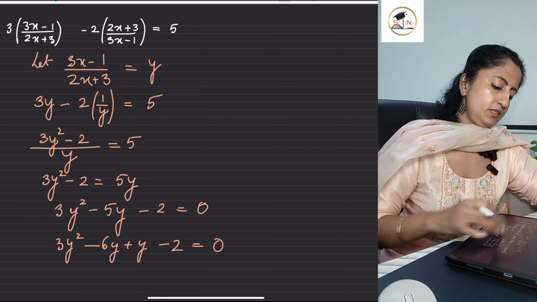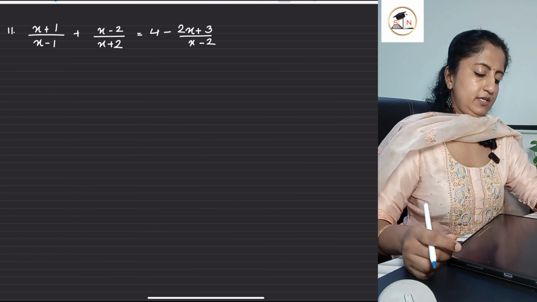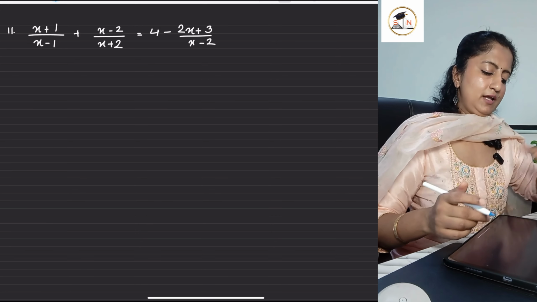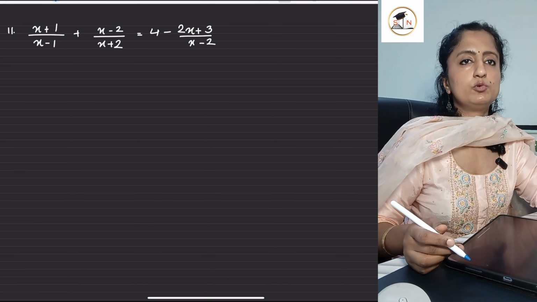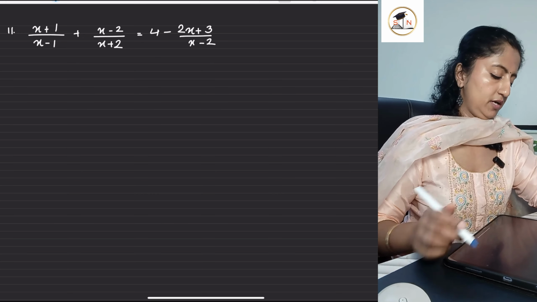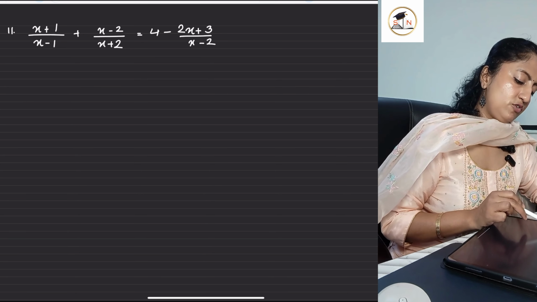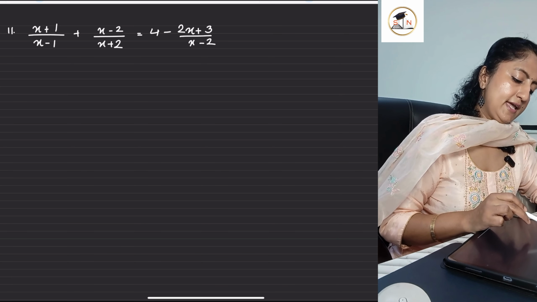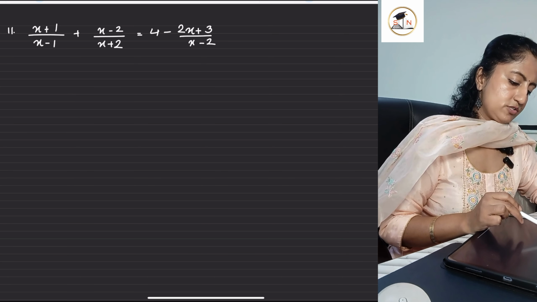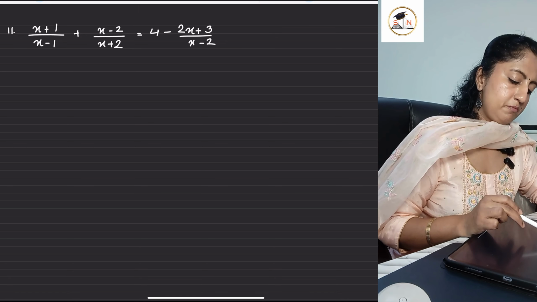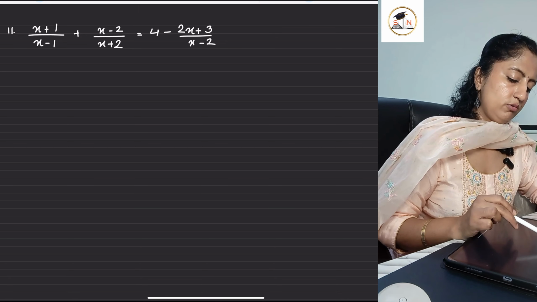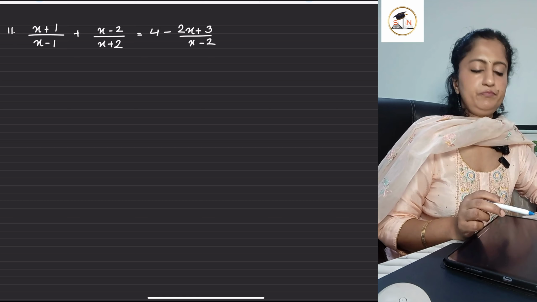Okay. Now, the last question for the day. It is a bigger one and it has also appeared in boards. It's a past year question. The question says (x plus 1) over (x minus 1) plus (x minus 2) over (x plus 2) equals 4 minus (2x plus 3) over (x minus 2).